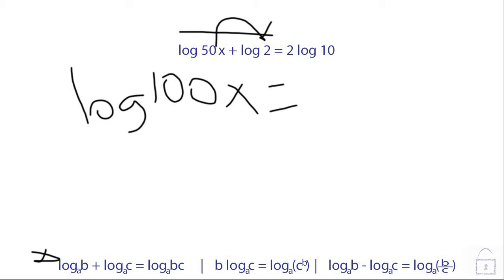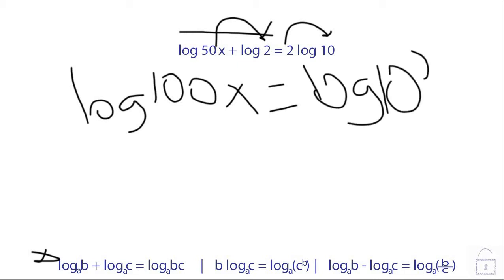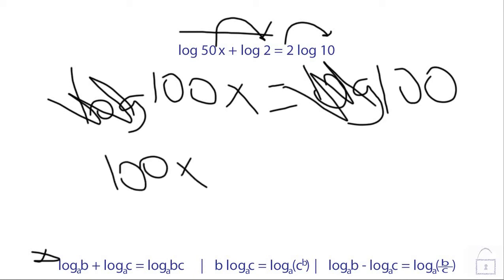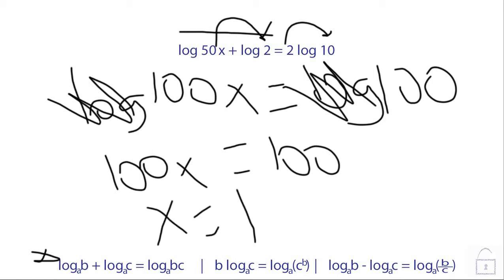And then looking at the second one, we make this 2 our exponent for the 10. So we get log of 10 squared, which would just be 100. All right, so now we can just drop our logs from both sides, and you get 100x is equal to 100. And then you solve for x, and you get x is equal to, once again, 1.